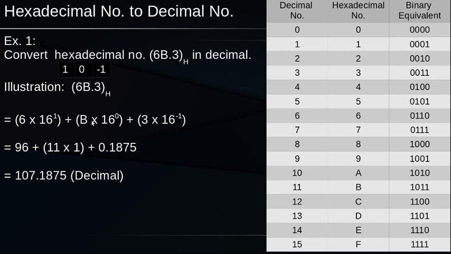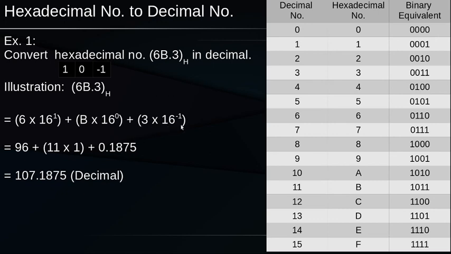Now we have to find the value of this B and its decimal equivalent. So here is a table given. We can find its decimal equivalent, which is 11. So we replace this B by 11. And we know that anything's power 0 become 1. So we write 1. So 6 into 16 power 1 become 96. B into 16 power 0 become 11 into 1, which is become 11.